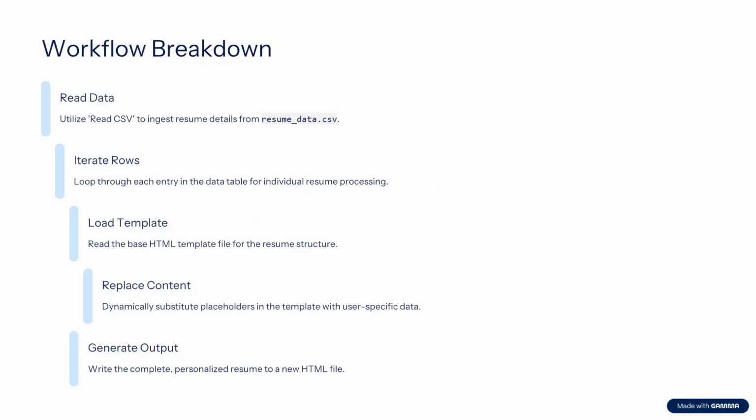Workflow breakdown. Let's break down the steps of the automation. The process starts by reading resume data from a file called resume.data.csv. The bot loops through each row in that file, representing one person's resume data. It reads a predefined HTML template which has placeholders like name, email, etc. The placeholders are dynamically replaced with actual values from the CSV. The final resume is saved as an .html file using the person's name.